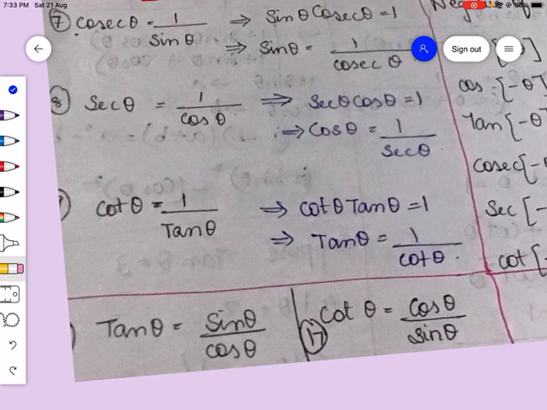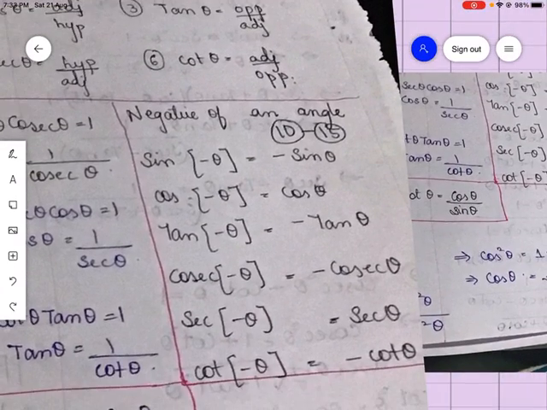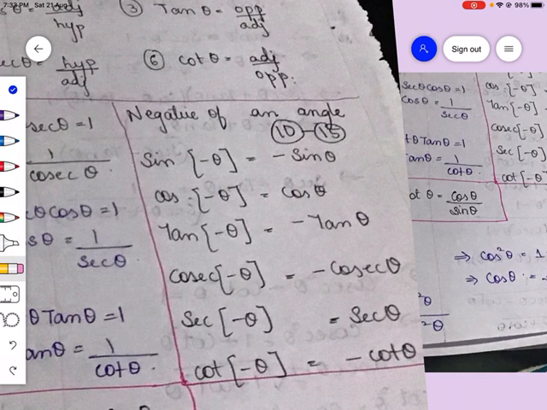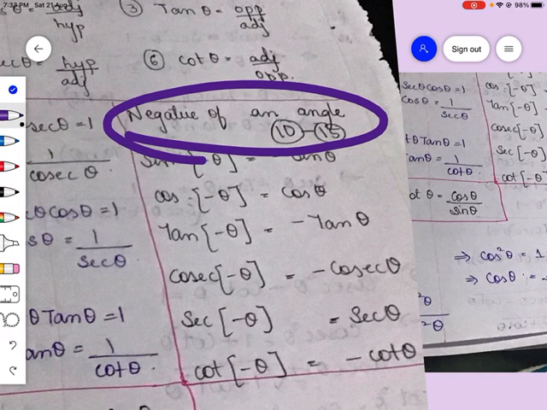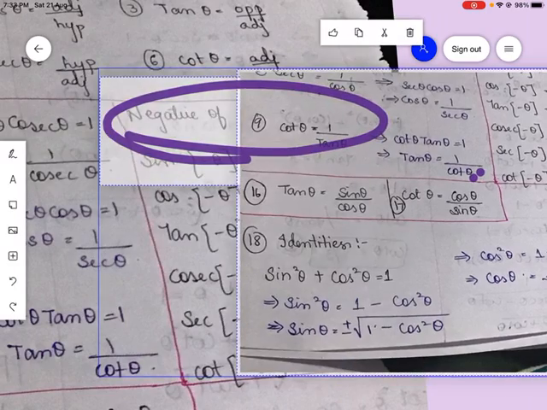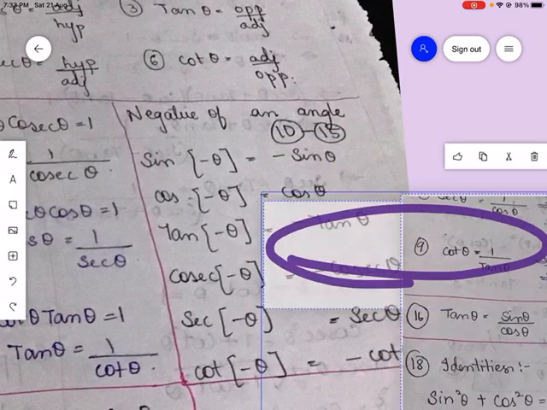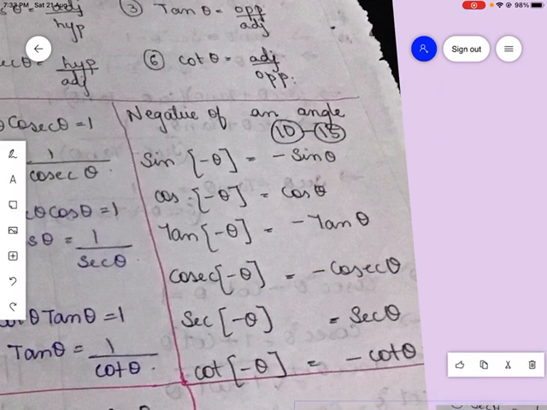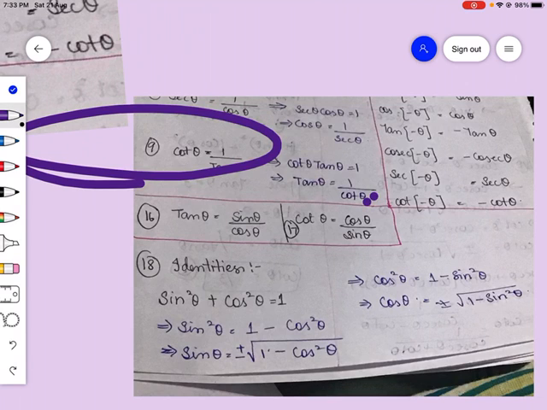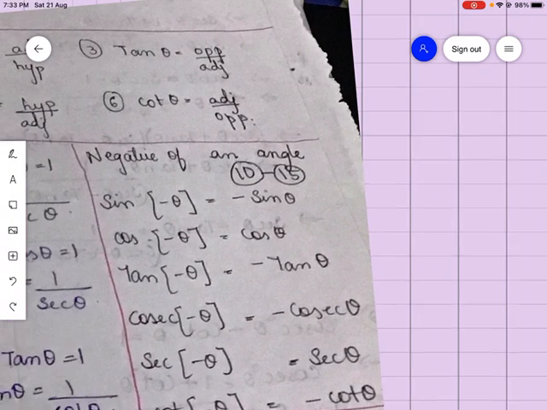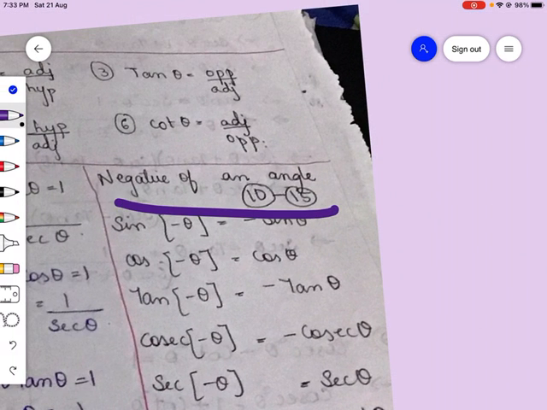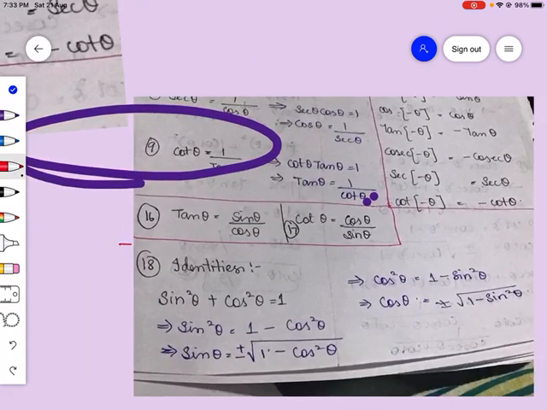Okay, now next we have one more topic, that is the negative of an angle. I'll just remove this picture for a while. So, the negative of an angle.